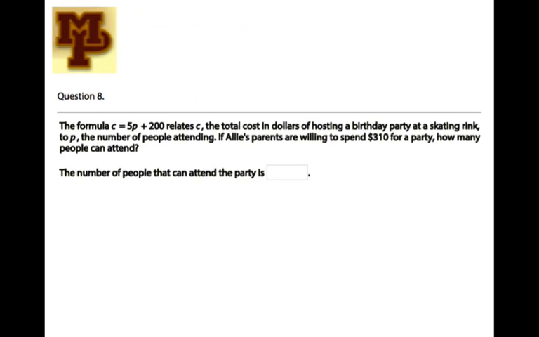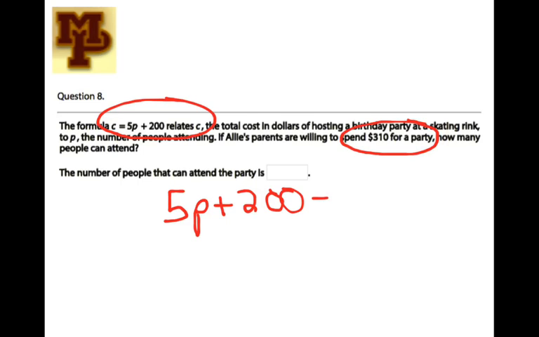Question number 8. We're trying to figure out how many people can attend the party, and we have an expression here that we're supposed to use, and we know that Allie's parents are willing to spend $310 for the party. So let's see. C is the cost. So it looks like we're going to have 5p plus 200 and then equals, and the cost, it says her parents are willing to spend $310, so we can make a little equation out of that.